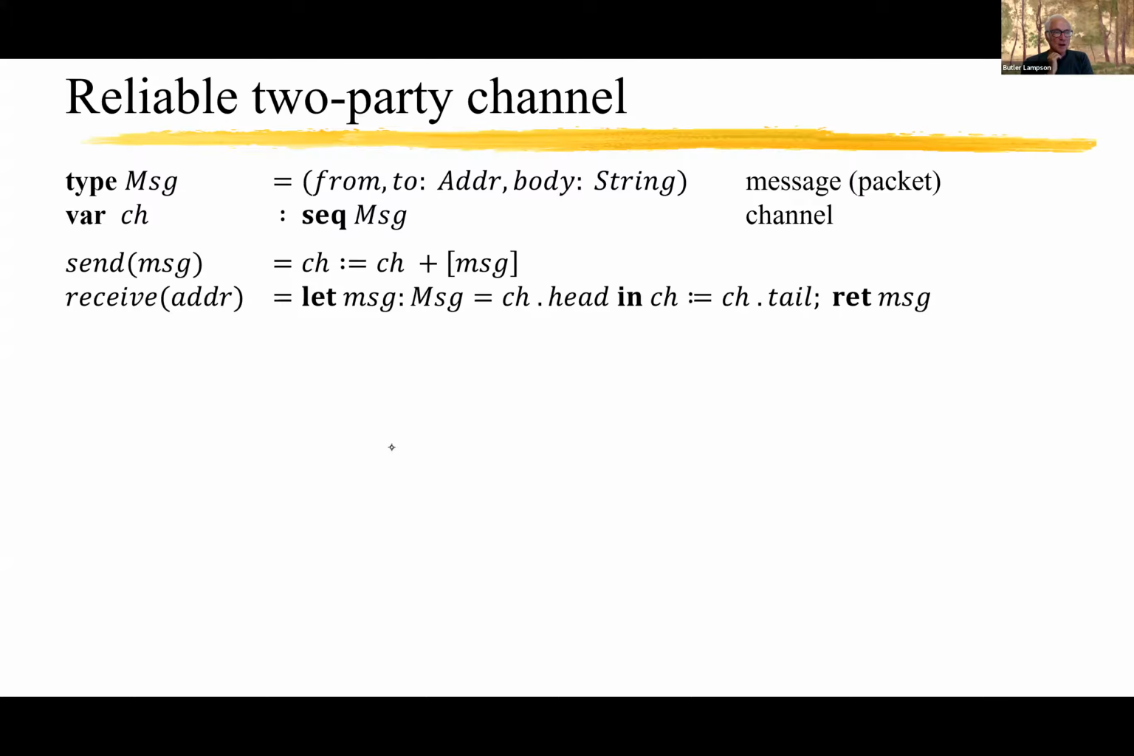Okay, let's look at some concrete examples now, specifications, and in at least one case, we're going to actually look at code. But first, we're going to look at some specs. So here's a reliable two-party channel. There's a type called message. It has two fields called from and to, which are addresses, and it has a body, which I've just described as a string. And a channel is just a sequence of messages in this spec.